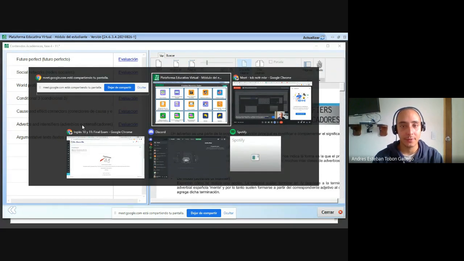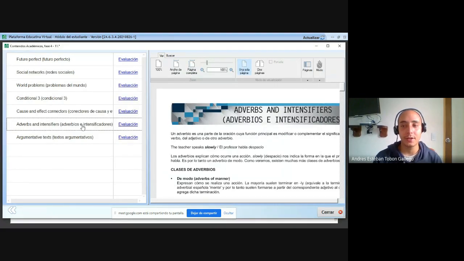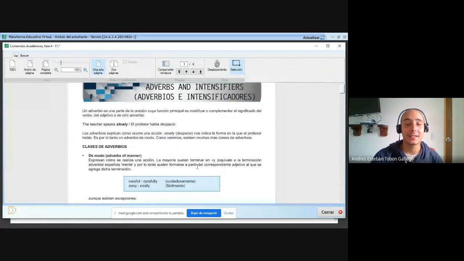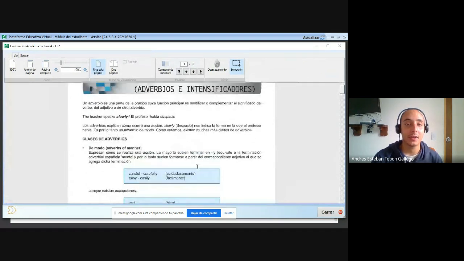Okay, let me continue now with the adverbs and intensifiers. Okay, they are important when we want to emphasize the use of something. In here, an adverb is a part of the sentence that has the intention to modify the meaning of the verb, of the adjective, or another adverb. Attention in here. The teacher speaks slowly, so can you see how we emphasize the use of these adverbs to make reference to some issues?